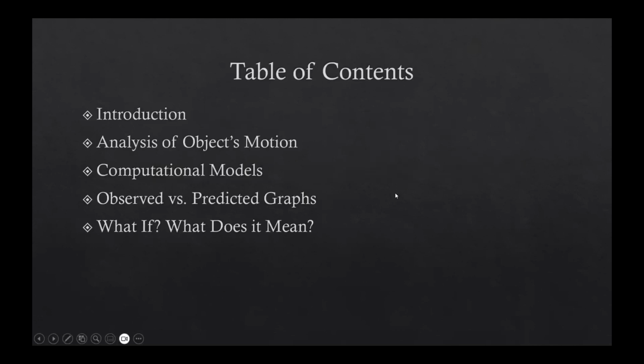In this lab, I'll introduce the system and the surroundings. I will analyze the object's motion as it falls using Tracker, starting from rest. Then I will use equations in computational models in Python to predict the object's position versus time. And then I will compare the observed graph with the predicted graphs from Python, and then I'll discuss some key questions relating to this lab.